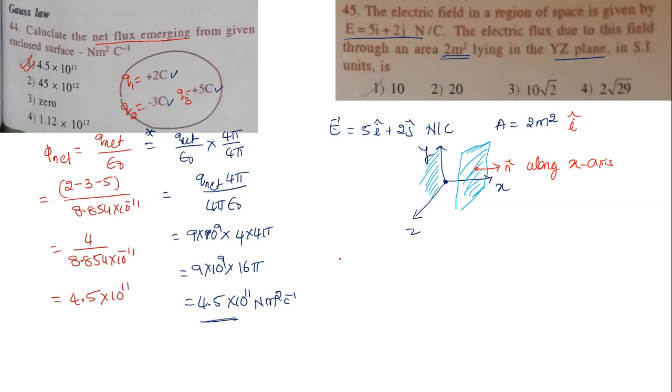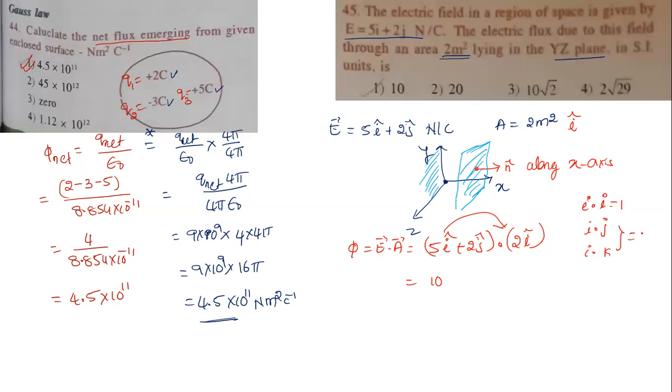Now we know the formula for electric flux, phi equal to E vector dot A vector. E vector is 5 i cap plus 2 j cap, dot area, which is 2 i cap. So now we need to multiply. 5 i cap into 2 i cap will become 10 i dot i. It is a dot product. We know already i dot i is 1, and i dot j or i dot k lead to 0.